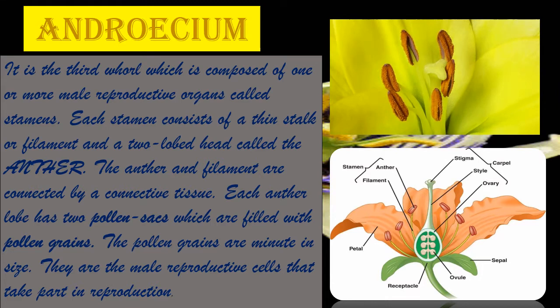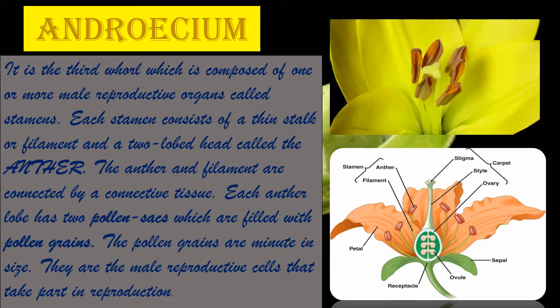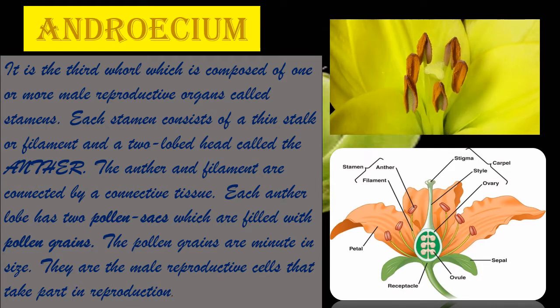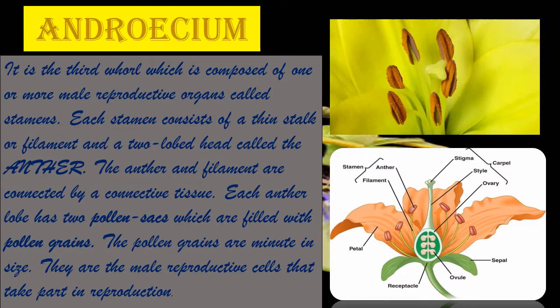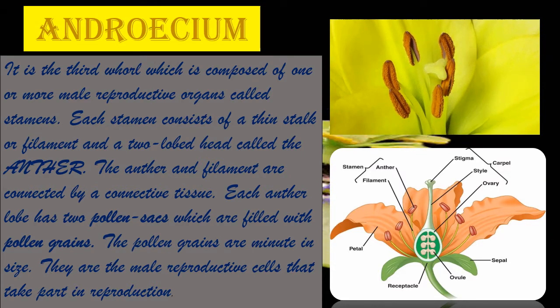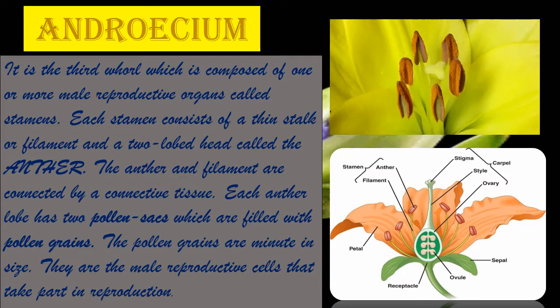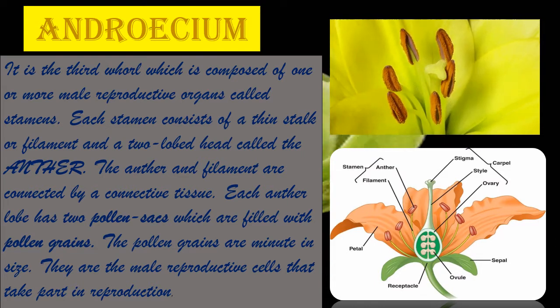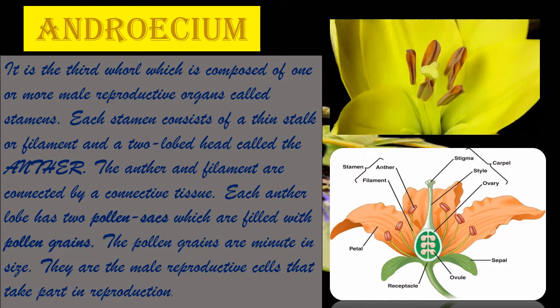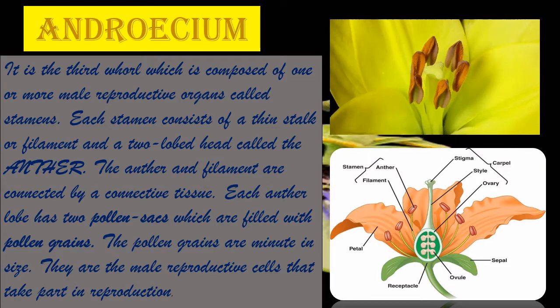Clear, student? Each anther has two pollen sacs which are filled with pollen grains. The pollen grains are minute in size. They are the male reproductive cells that take part in reproduction.